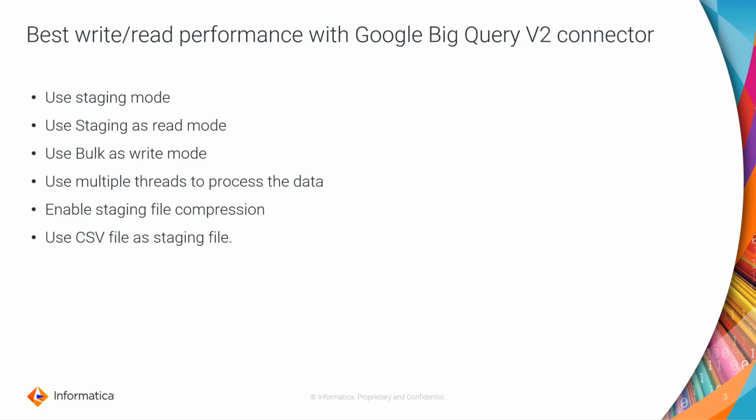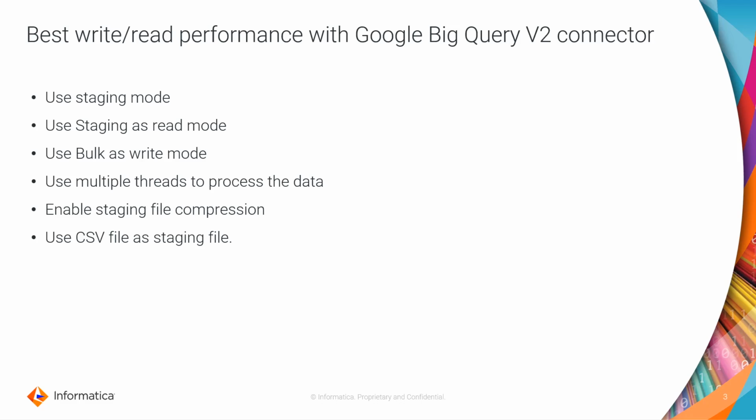Another thing that you need to do is enable staging file compression, because we are saving those files into Google. You need to save money. You don't want to use a lot of space, so always compress them. And use CSV file as your staging file. You will see that we have different kinds of files, but CSV will give you the best performance. And in the demo, I will explain why.